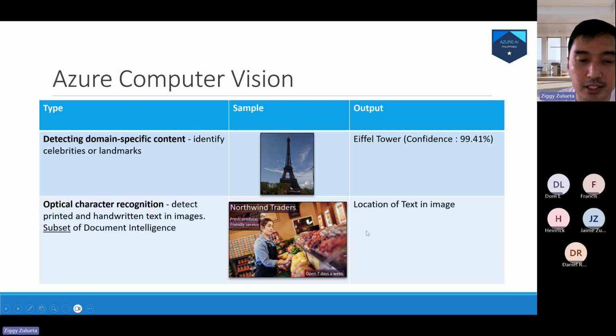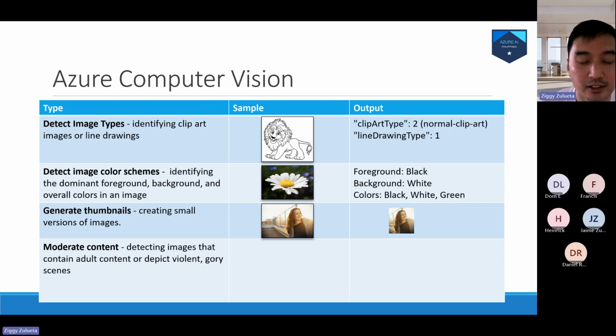It can also do basic optical character recognition. This is a subset of Document Intelligence. In this case, I have a photo here, and it will tell you the location of the text and image. I'll do a demo of that now. And then it can detect image types. For this one, it will say that it's a clip art image, and it's actually a line drawing. So 1 is yes, 0 is false. It can also detect color schemes. For this image here, it will tell you the foreground, the background, and the main colors. It can also generate thumbnails for you. In this case, here's the picture, and this is the thumbnail result.